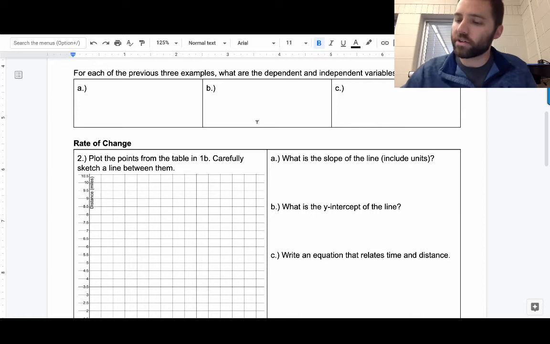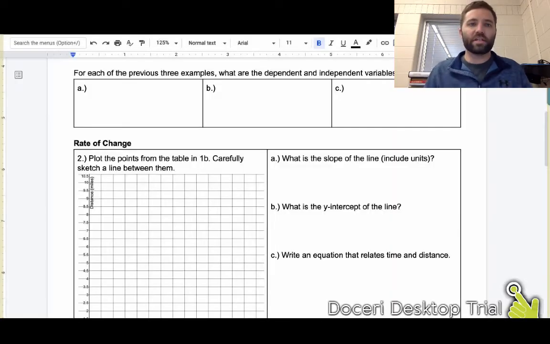All right. So let's talk about dependent and independent variables. Lots of vocabulary that's really important at the beginning of Algebra 2.